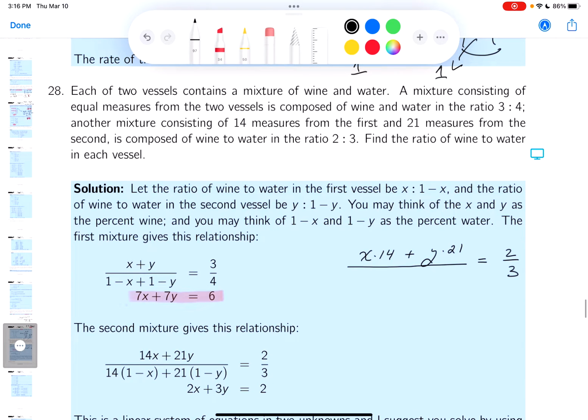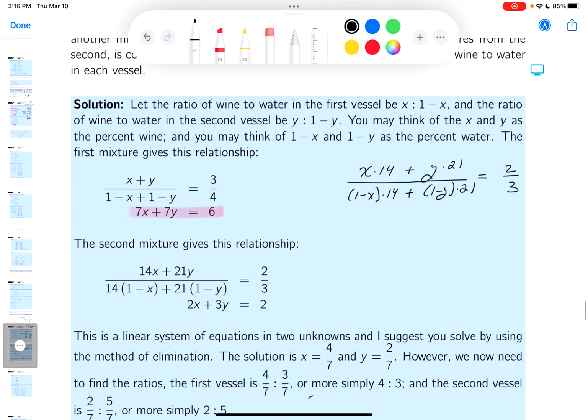Okay, how much water do we get? Well, let's take a look. The first one we got 14 units, but the percent is going to be (1 minus X) times 14 plus (1 minus Y) times 21. So it's wine to water. That's how much wine we have on top, how much water we have on bottom. Let me simplify this a tiny little bit. This is 14X plus 21Y.